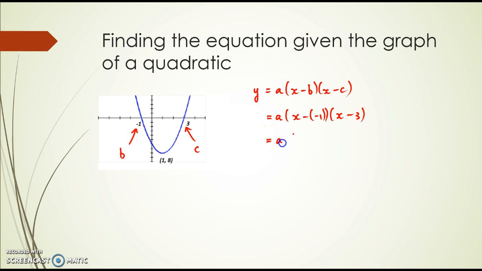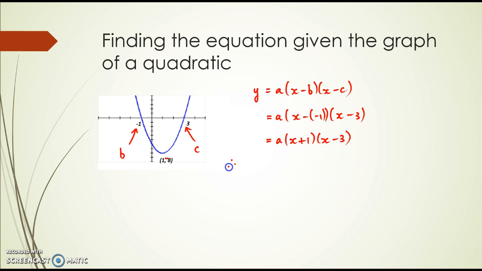Now, just tidying that up a little bit, x take -1 is the same as x plus 1, and we'll times that by x minus 3. So we're already 2/3 of the way there. The next thing we need to find out is the value of a, our dilation factor. So this is where we have, or we need to use, this additional point. Now, as I said, we've got the turning point here, but it doesn't need to be the turning point as long as we've got another point.